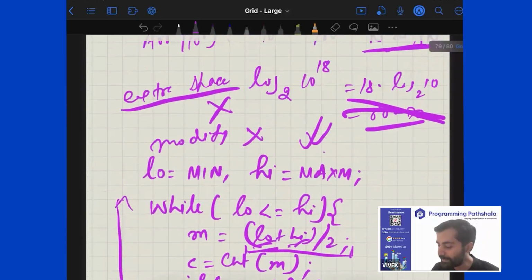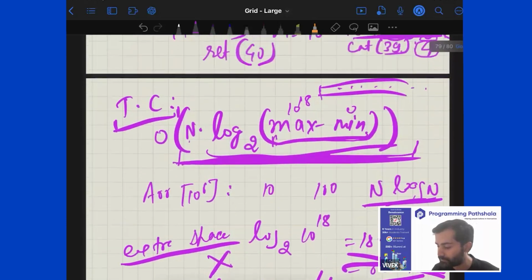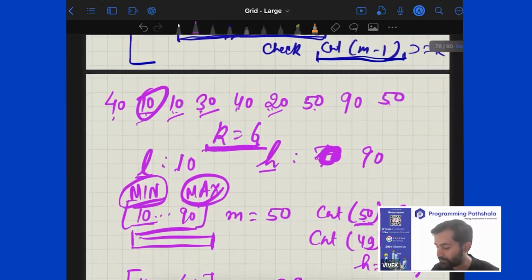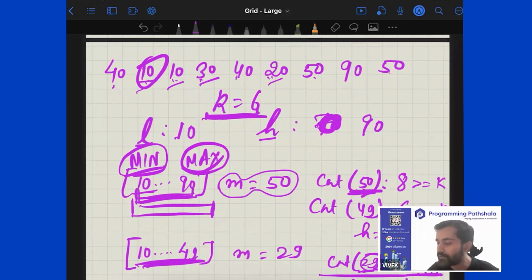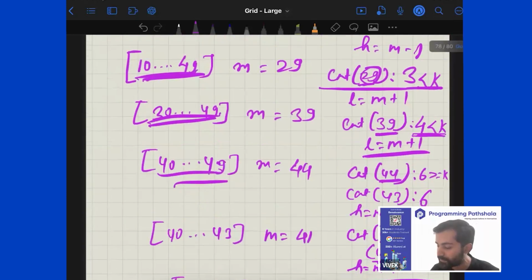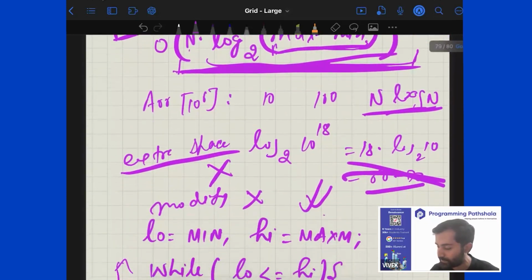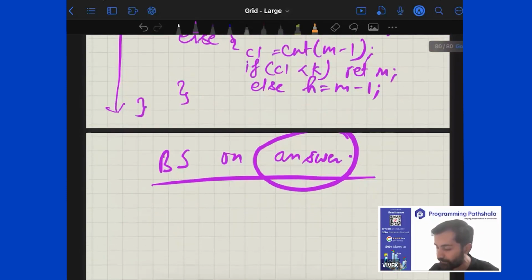We said that, hey, our answer will lie in between 10 to 90. We picked a particular value of our answer and we tested whether it can be our answer or not. If it cannot be our answer, we either go to the right side or we go to the left side. So this is called binary search on answer. And there is a fixed template for it.